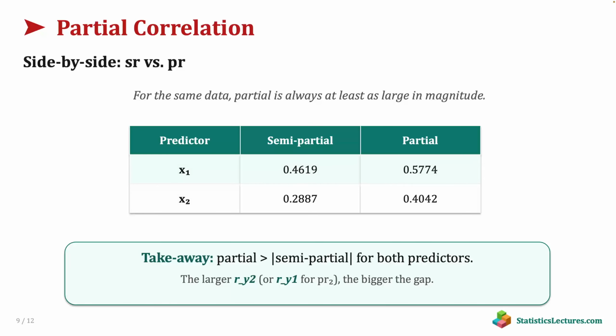Here is a comparison in one place. For x1, the semi-partial was 0.4619, and the partial is 0.5774, a noticeable jump. For x2, the semi-partial was 0.2887, and the partial was 0.4042. In relative terms, an even bigger jump. So the general pattern is partial is always at least as large in magnitude as the semi-partial, and the gap grows more strongly the more the other variables correlate with y.